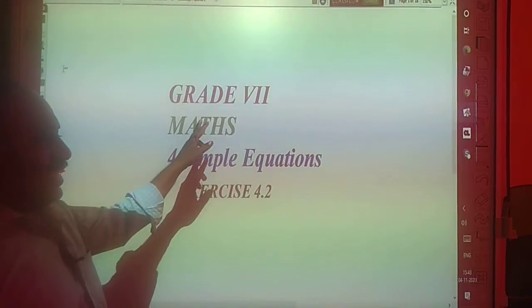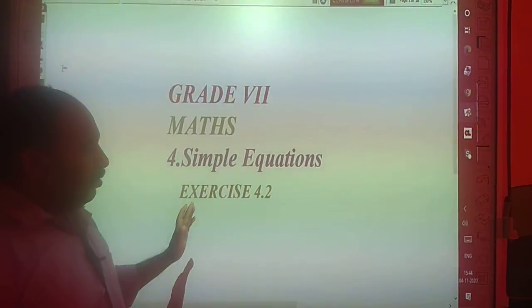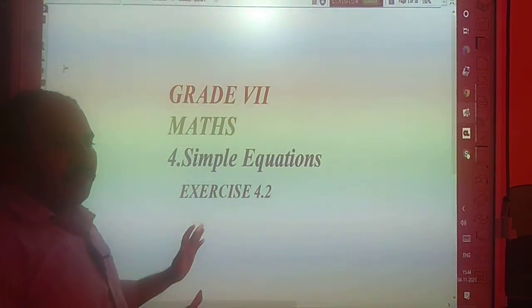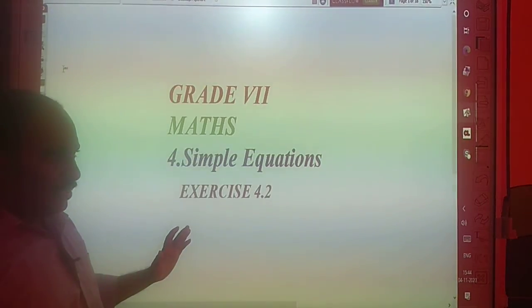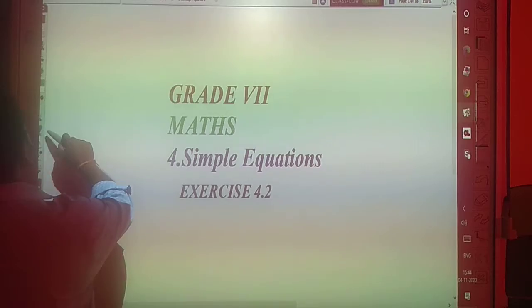Pawan Kumar, grade 7, subject maths, chapter 4, simple equations, exercise 4.2. Already we wrote the equations. Equations means LHS side is equal to RHS side. Next one.